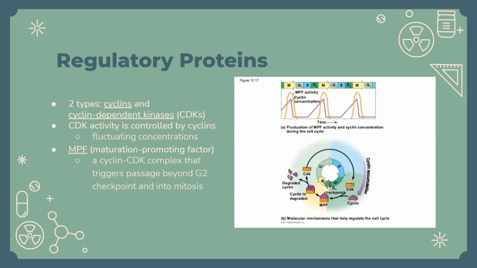Okay, now we'll talk about two specific types of regulatory proteins that are involved in the cell cycle. These regulatory proteins are called cyclins and CDKs, which stands for cyclin-dependent kinases. As the name suggests, CDK activity is dependent on cyclins. The fluctuating concentrations of cyclins control whether or not the CDK is active. There's also a complex where the cyclin and CDK are combined, and this forms something called MPF, which stands for maturation promoting factor.